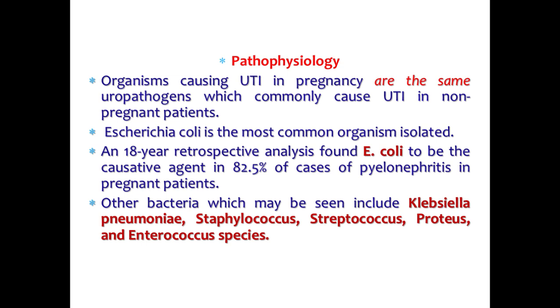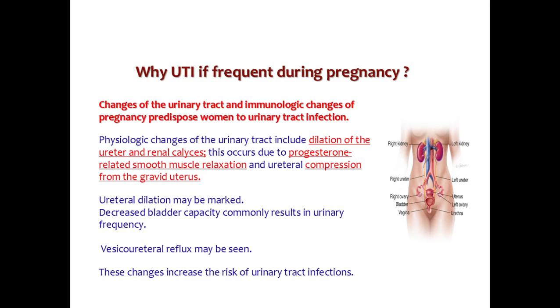In a retrospective study done over 18 years, it was found that Escherichia coli causes about 80% or more of cases of pyelonephritis in the pregnant patient. But we may also find other organisms like Klebsiella pneumoniae, staph, strep, Proteus, and Enterococcus species, but E. coli is the most common pathogen in cases of urinary tract infection with pregnancy.